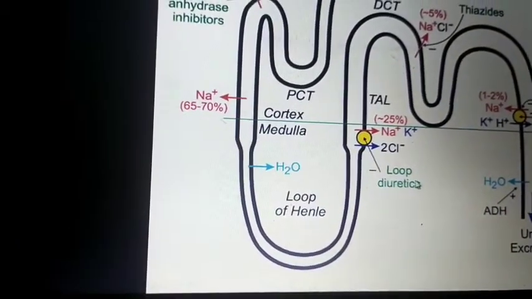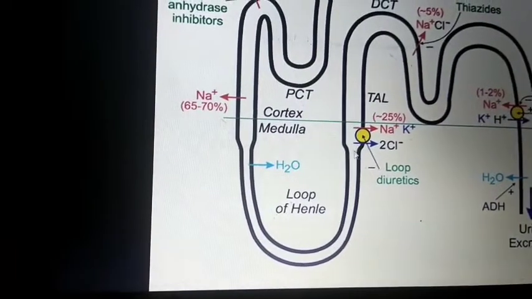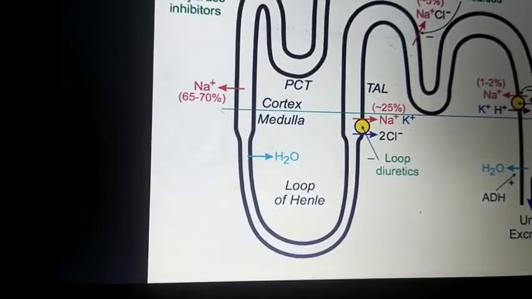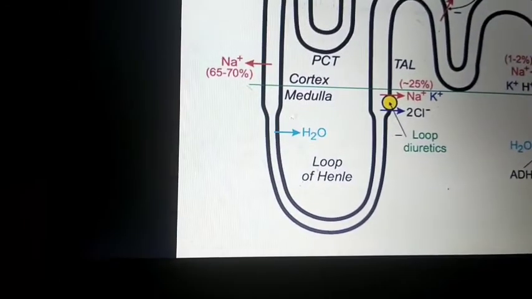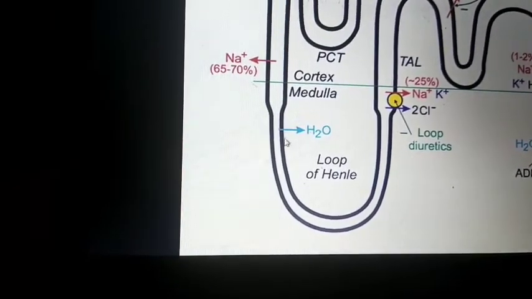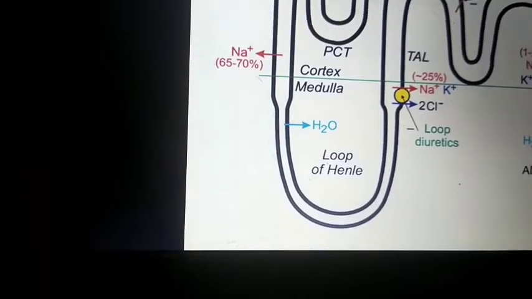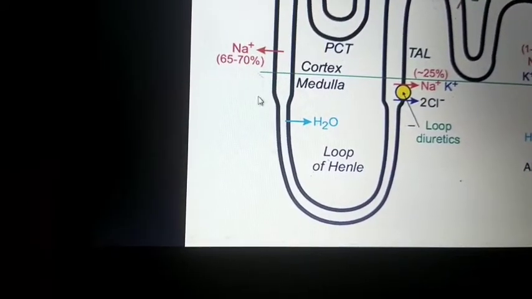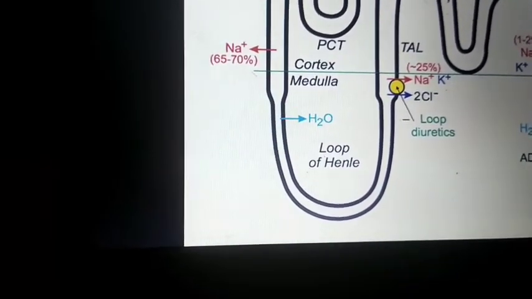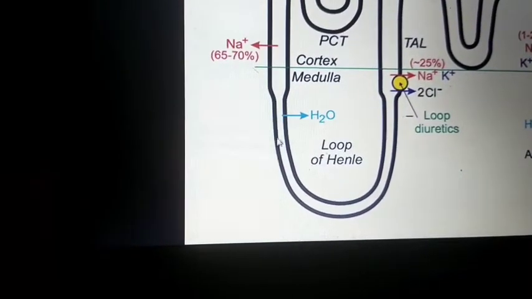Loop diuretics work on sodium, potassium and chloride. They stop the reabsorption of sodium, potassium and chloride. And osmotic diuretics act mainly through osmosis. Most osmotic diuretics work on the proximal convoluted tubule and the descending loop of Henle.